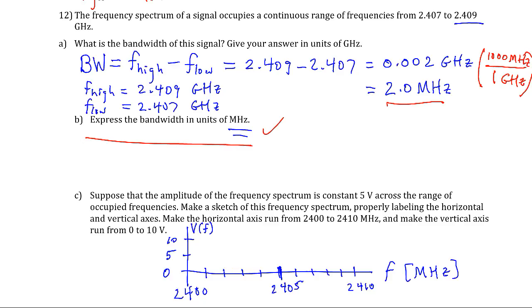My spectrum is supposed to read a constant 5 volts across the range of occupied frequencies. The range of occupied frequencies is 2407 to 2409. So here is my range of frequencies from 2407, F low, to 2409, F high, and you can see I tried to get this right at the 5 volt mark. That's all this one's asking, to just make this sketch of the frequency spectrum. Okay, I hope this helps on this problem.